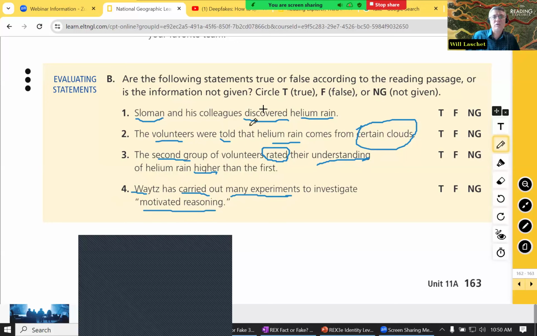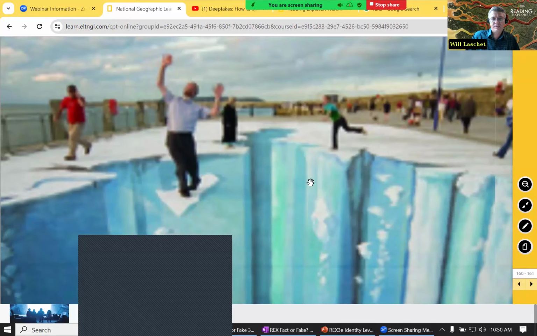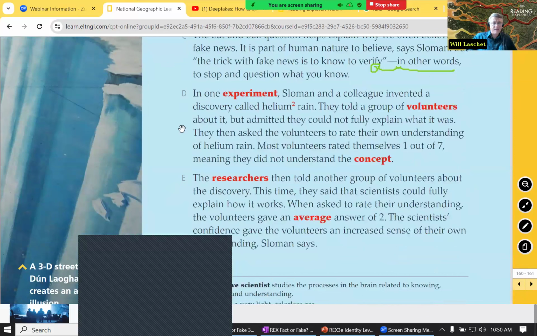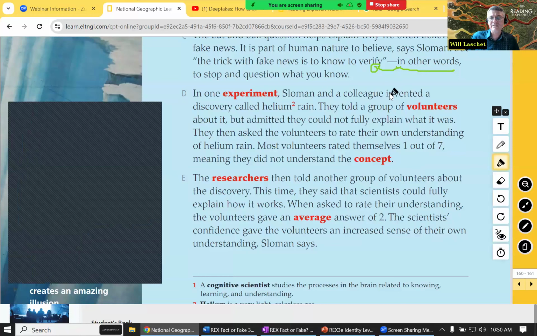Number 1, so Sloman discovered helium rain. Let's go and have a look. It's on the other page. Here we go. It says in one experiment, Sloman and a colleague invented a discovery called helium rain. So there's a word there that gives us the answer. Which word there is going to help us answer this question? Remember, we're looking for invented, right? So I can see invented there.